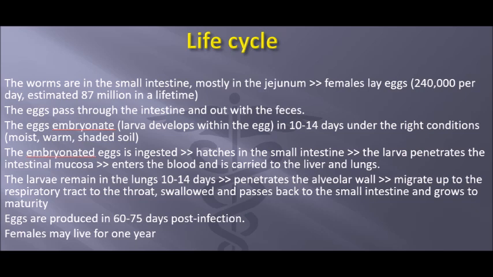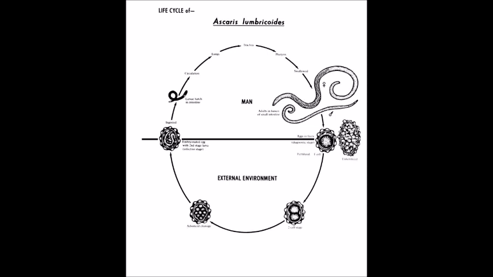The embryonated eggs are ingested. They hatch in the small intestine. The larva penetrates the intestinal mucosa, and it enters the blood and is carried to the liver and lungs. The larva remains in the lungs for about 10 to 14 days. They penetrate the alveolar wall and migrate up the respiratory tract to the throat, where they're swallowed and pass back into the small intestine, where they grow to maturity. Eggs are produced in 60 to 75 days post-infection. The female adults may live up to 1 year.